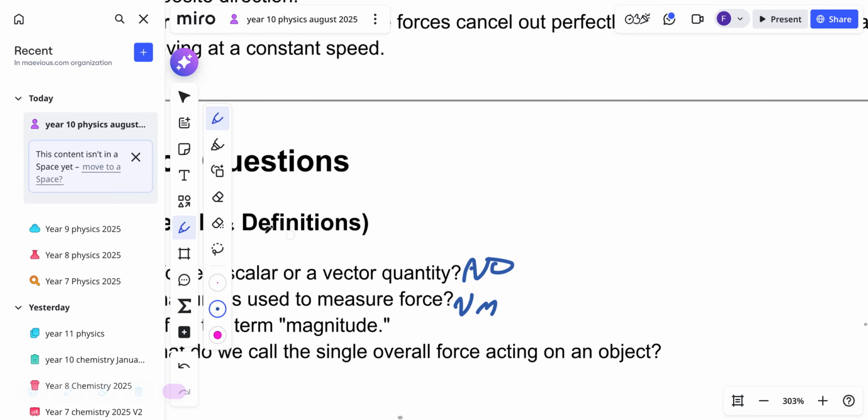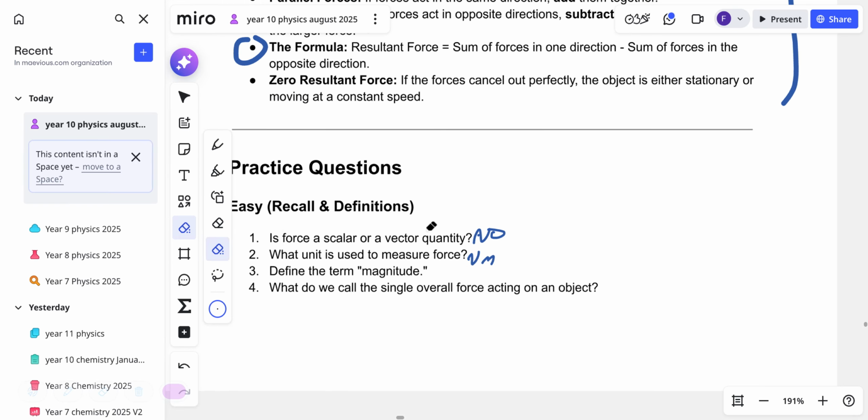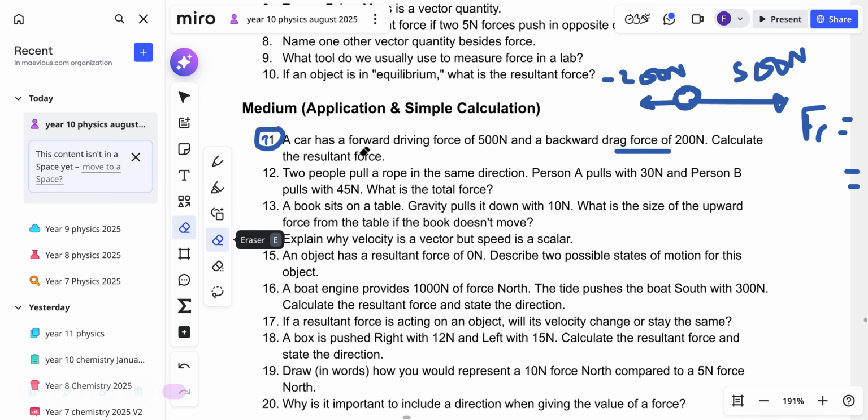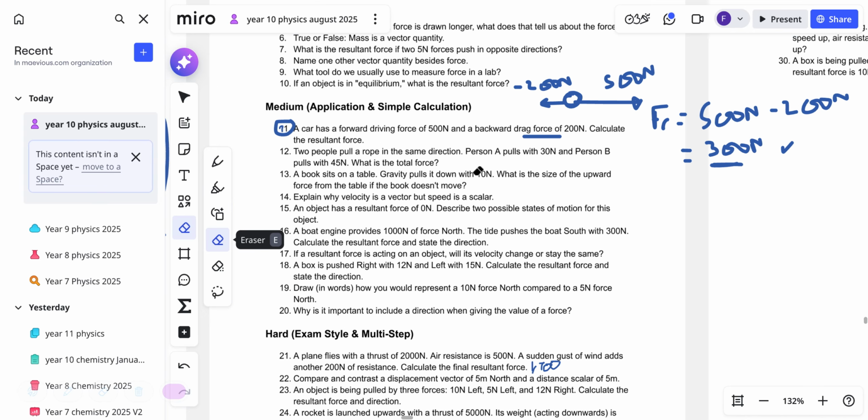Okay. Now, the first 10 questions are here. All right. Is force a scalar or a vector? That should say it's a vector quantity. What unit is used to measure it? Newtons. And we then lead on to question 11, which is a medium, which I've done.